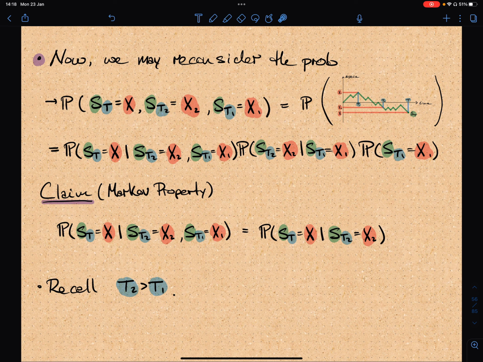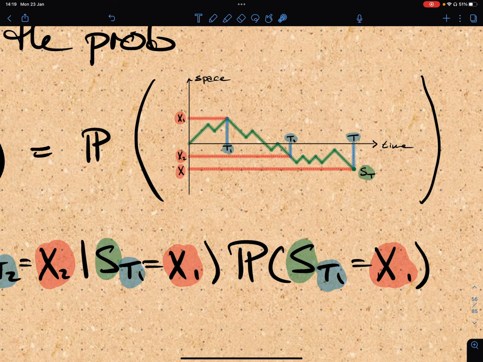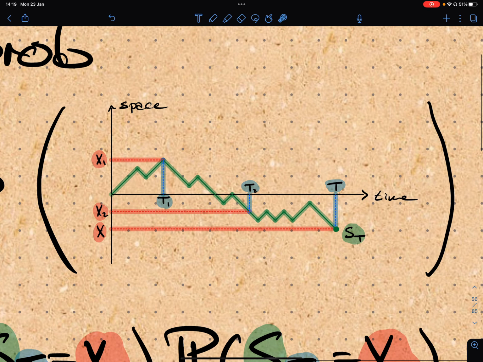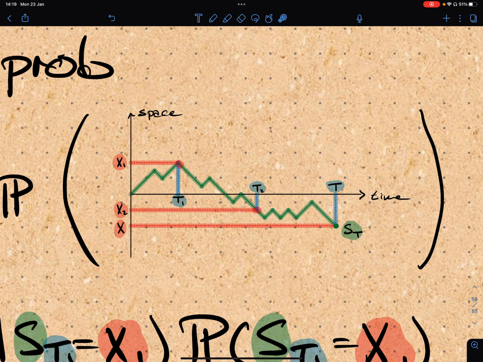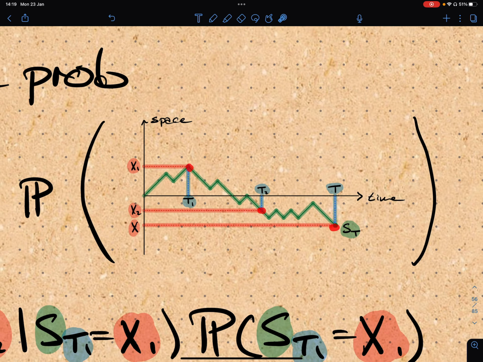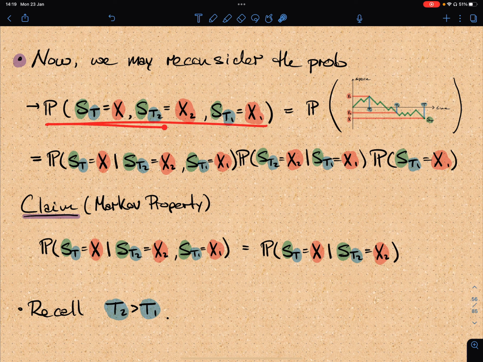So now what we want to reconsider is this probability of finding our random walk in these positions at the given times. So position x1 at time t1, position x2 at time t2, and position x at time t. And just to bring it back, this is the picture that we have in mind: the probability of an event like this, where we have fixed this, this, and this. And what we did before is that we rewrote this probability as a product of conditional probabilities.